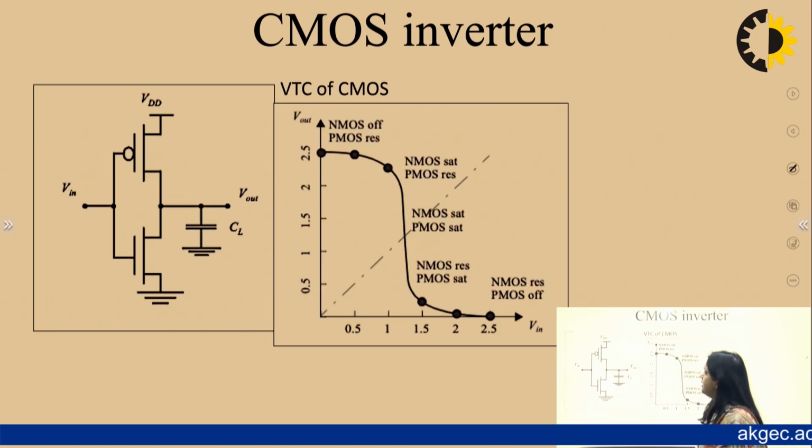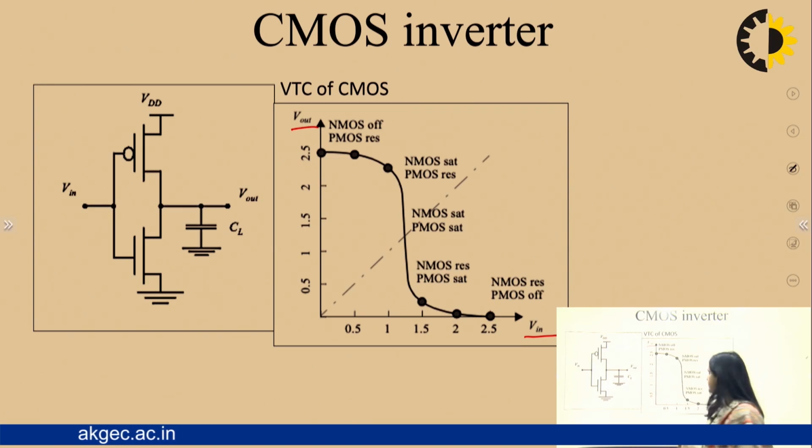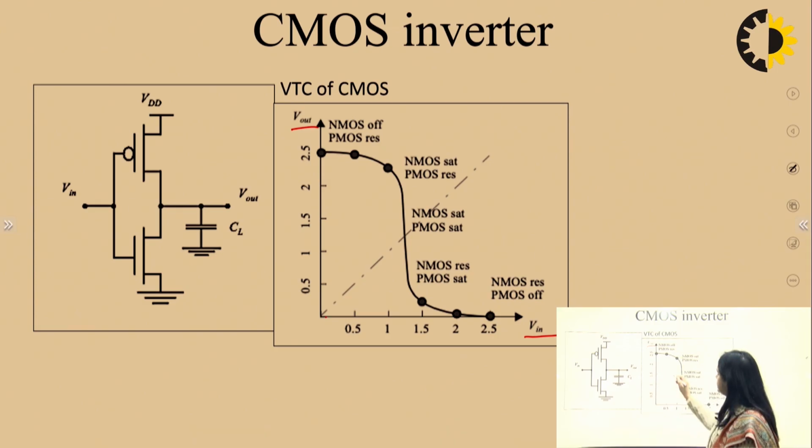Here you can see the voltage transfer characteristic of CMOS, sometimes simply called the transfer characteristic. It is between input voltage and output voltage. We have seen in the operation that whenever input is low, output is high. In this graph, initially when the input is very low, NMOS is completely off, in the cutoff region, whereas PMOS is in the active region, where the PMOS is replaced by a small linear resistance. So, here PMOS is in the linear region.